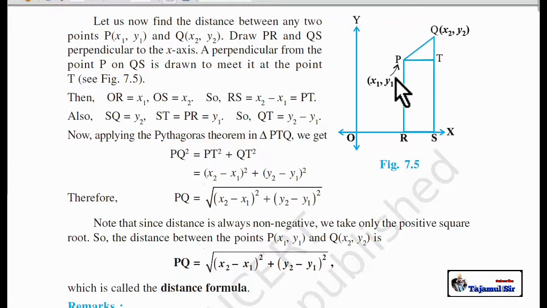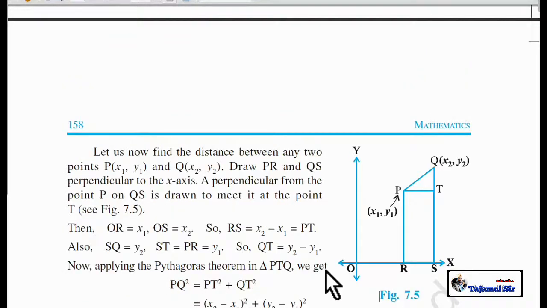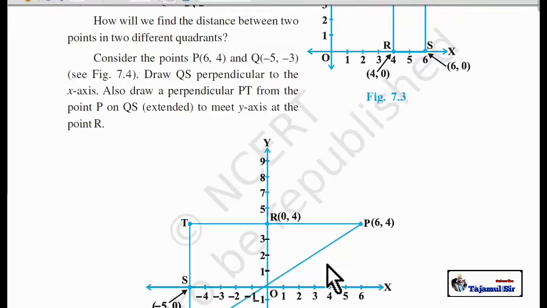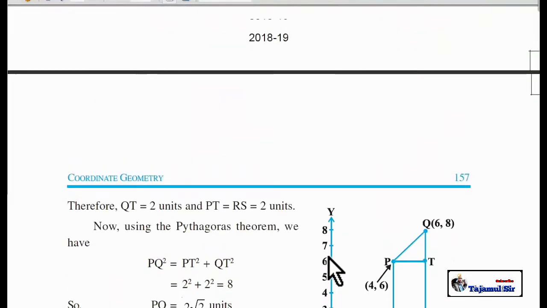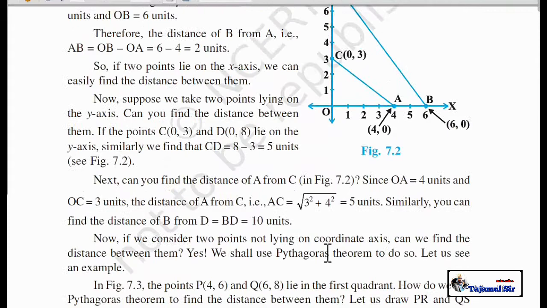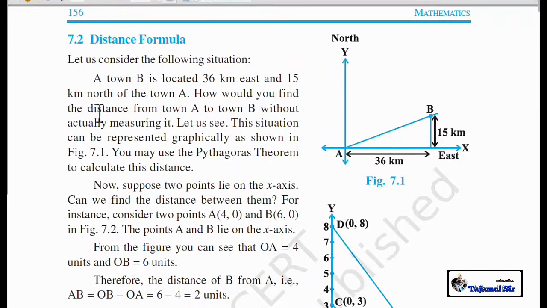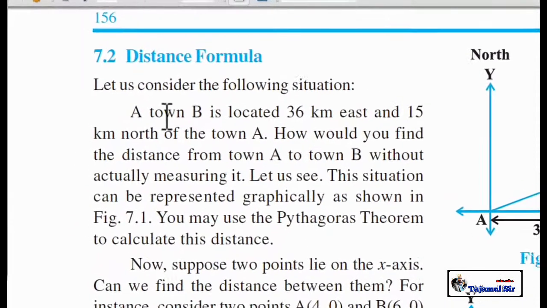This is our distance formula. Here PQ is under root x2 minus x1 square plus y2 minus y1 square. Now, by using this distance formula, this can be applied in many places in mathematics. Here, this is a question example.